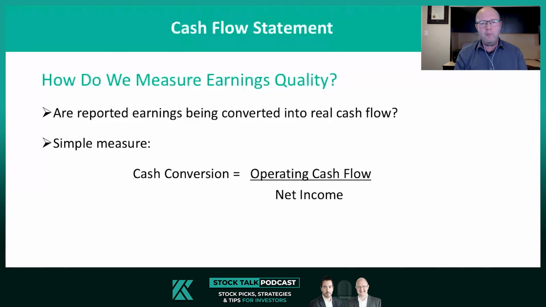We want to see this number meaningfully above 100%, definitely above 100%, ideally above 120%. Below 100% indicates lower earnings quality. And if you're getting into a situation where you have positive net income, but negative operating cash flow, then that's essentially no earnings quality.